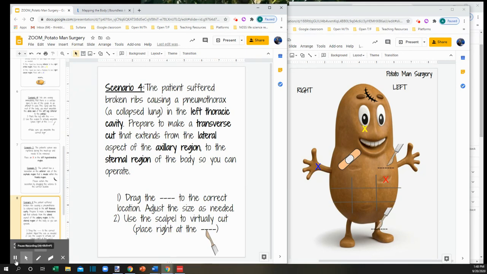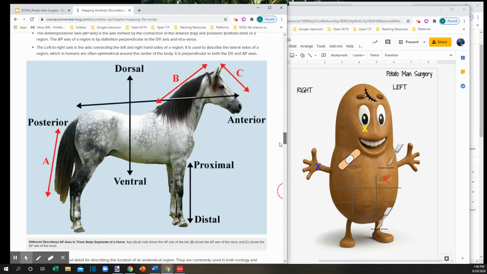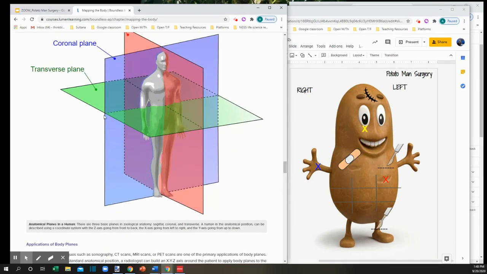All right, the next scenario was the left thoracic cavity, right? Had a collapsed lung. So you needed to make a transverse cut. Okay. All right, so if you went back to your body cavities, your thoracic was a body region and it was a cavity, right? So it's right above the abdominal region. So it's in this area, okay? And the other piece of information that you need to know is transverse, right? So you can see here the transverse is like a horizontal line, not a vertical line, okay?